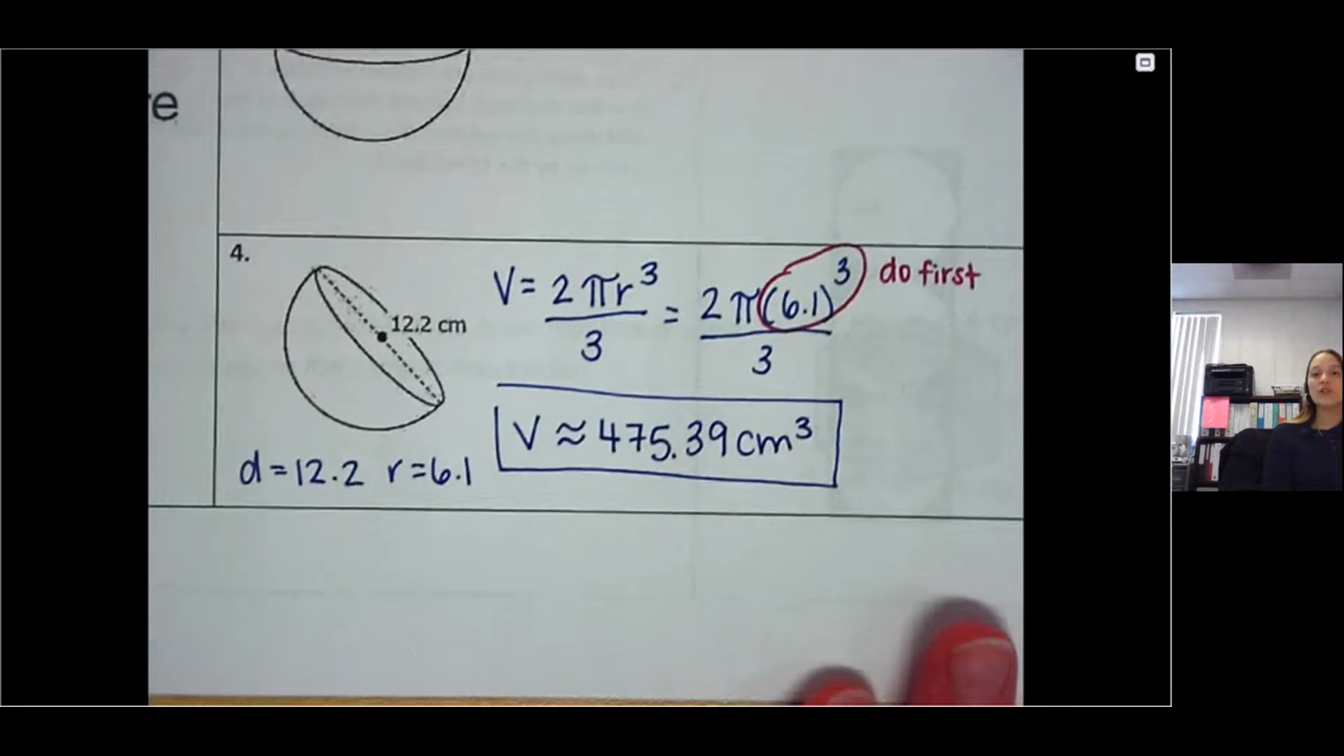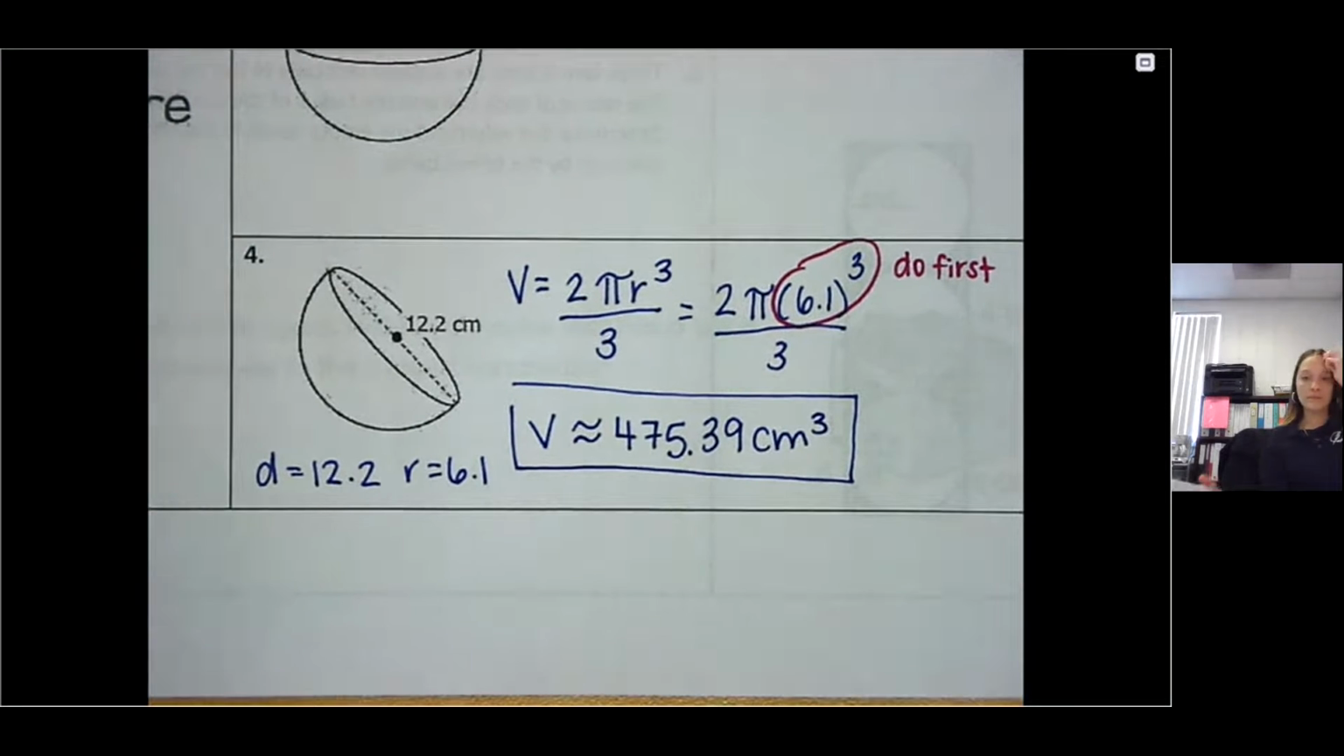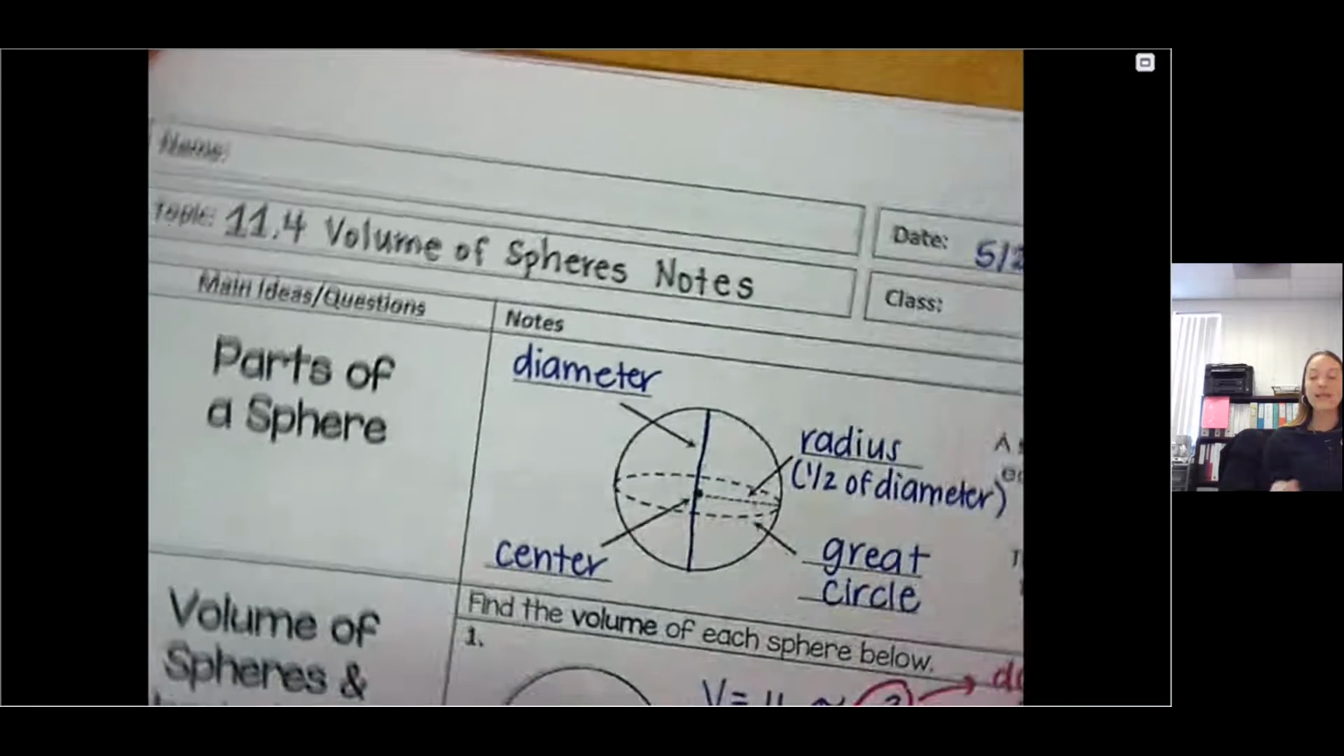Okay. What'd you get for number 4? Beautiful. Centimeters cubed. Yes, wonderful. So don't fall for the trick again, right? They give you the diameter, which is 12.2. So the radius is half of it, 6.1. And then we plug it in. You get 475.39 or 0.4, whatever, if you rounded it up. Nicely done. And that's it.